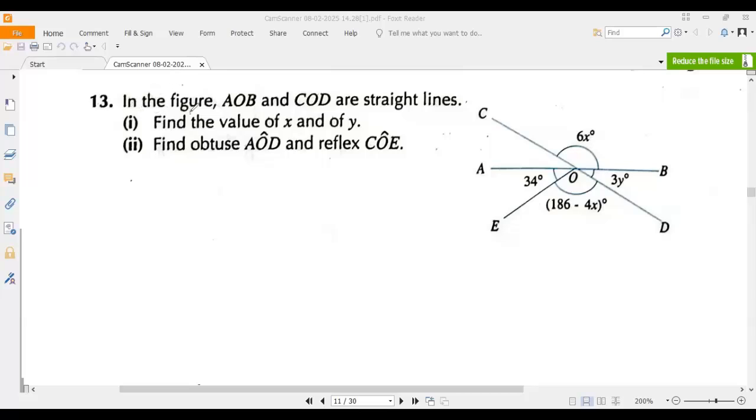Here, the question is, in the figure, AOB and COD are straight lines. So AOB, that means these angles, and COD, these angles are straight lines. Now the question says find the value of x and y. So from this figure, we need to find out the value of x and y. So how can you solve it?